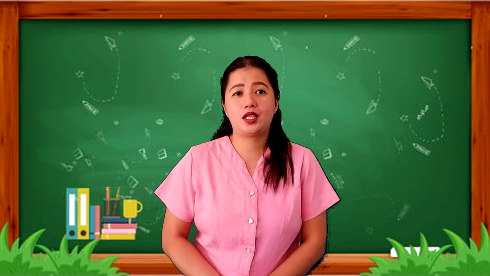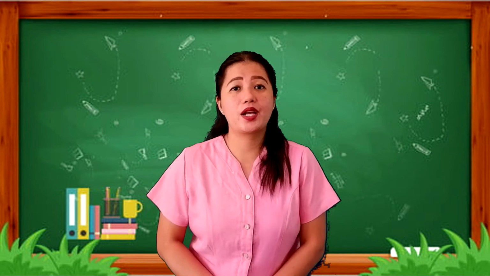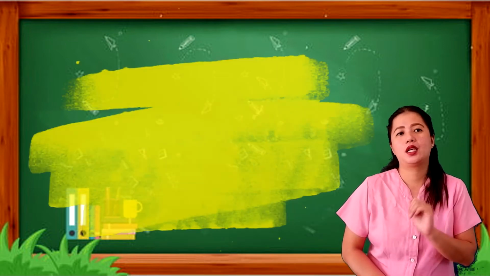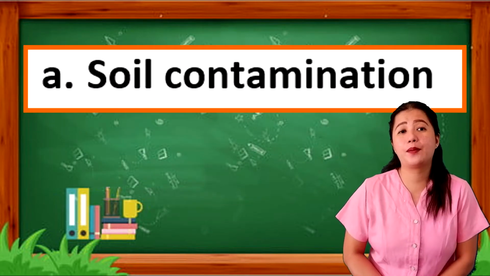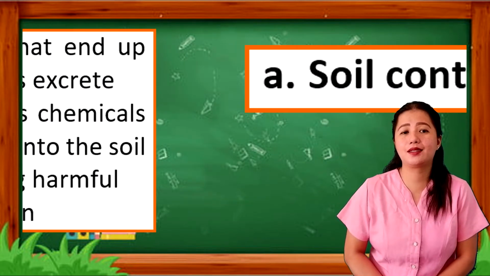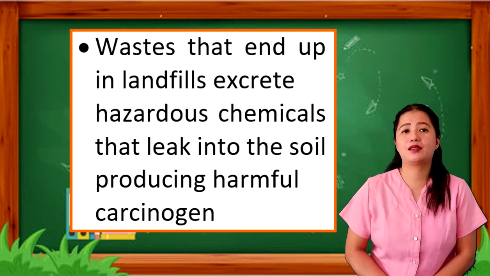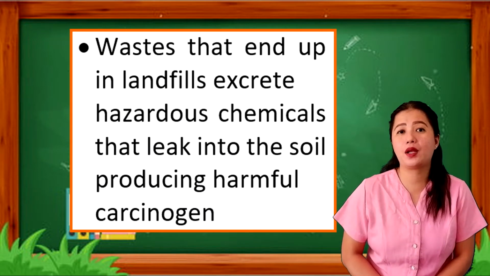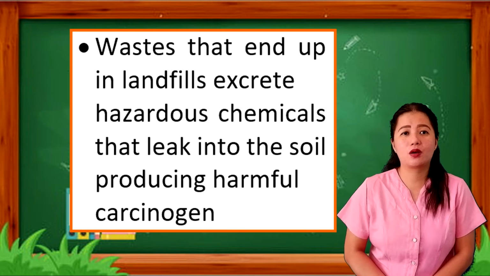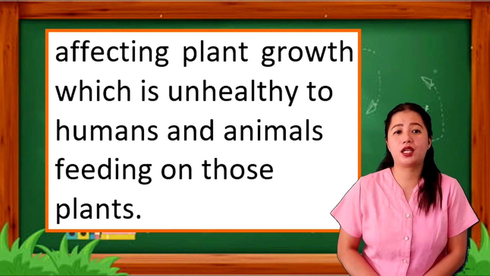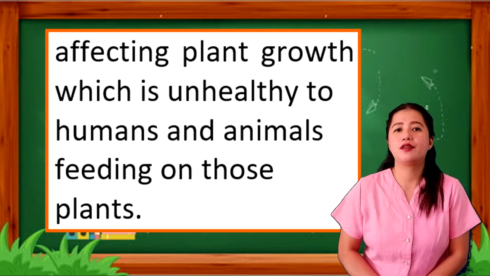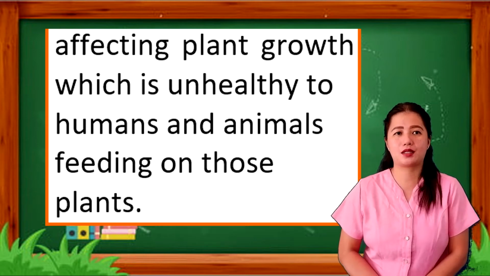We are now to proceed to our lesson proper. Are you ready to learn new things about health? Number 1. Poor solid waste disposal. Letter A, soil contamination. Waste that ends up in landfills excretes hazardous chemicals that leak into the soil, producing harmful carcinogens affecting plant growth, which is unhealthy to humans and animals feeding on those plants.